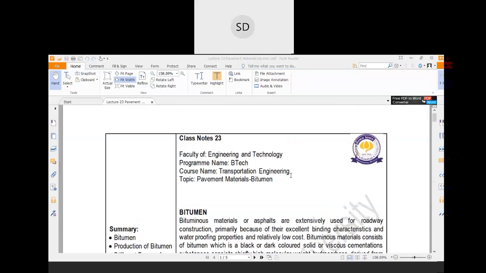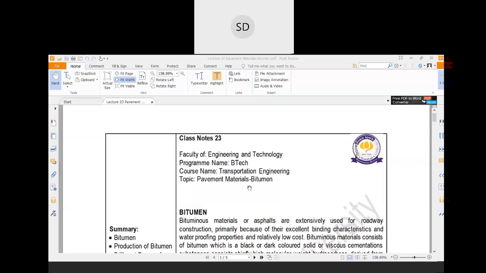Okay, let us start the class. In our previous class, we discussed the pavement materials: aggregates and soil. Now, in this class, we'll discuss bitumen as a pavement material. Basically, bitumen is used as a binder material for the road, for flexible pavements.